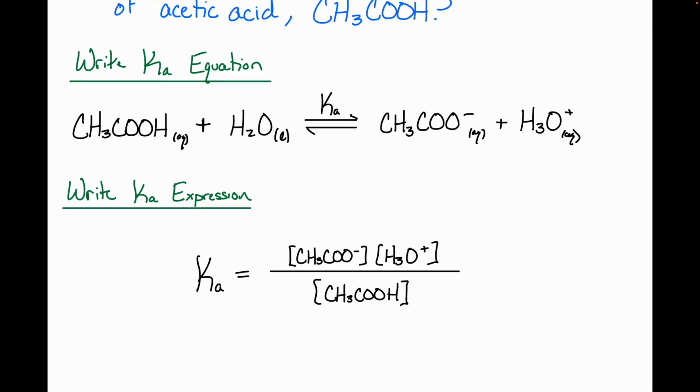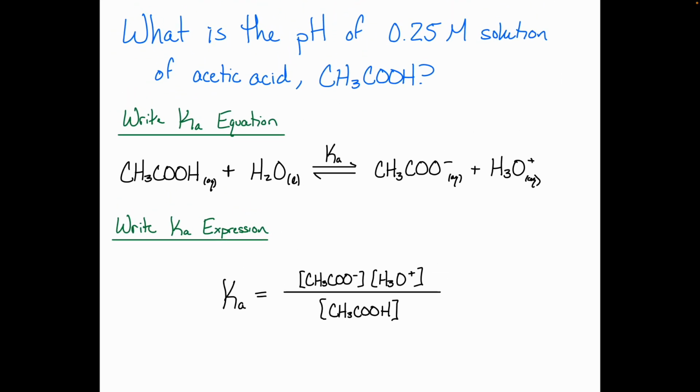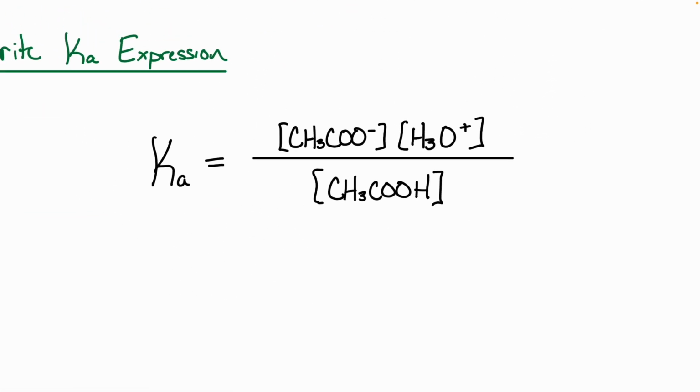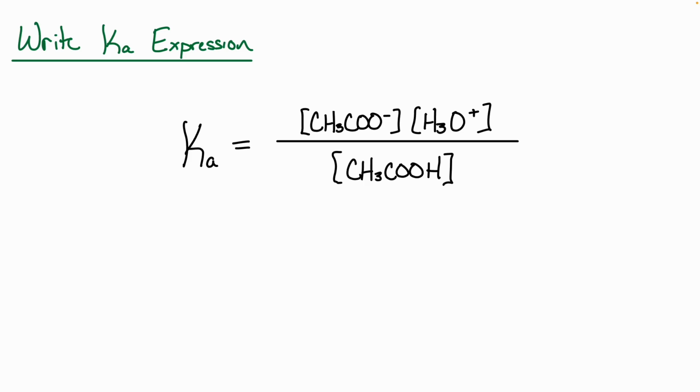Okay, so now I'm asking for the pH of our solution here. So in my equilibrium expression, what do we think we're going to be trying to solve for in order to get to the pH of our solution? If we know our hydronium concentration, then we can figure out the pH of our solution, right? So this is what we're going to be solving for, that hydronium ion concentration.